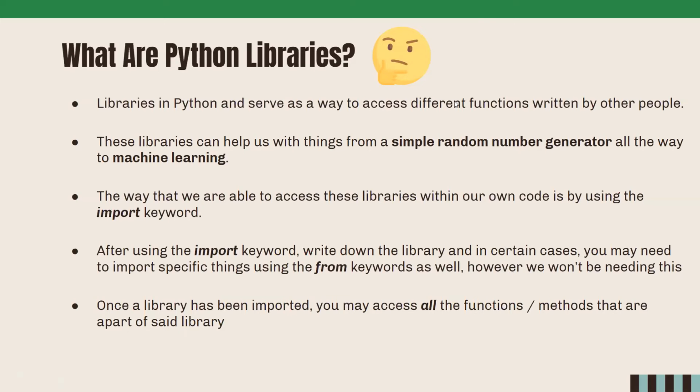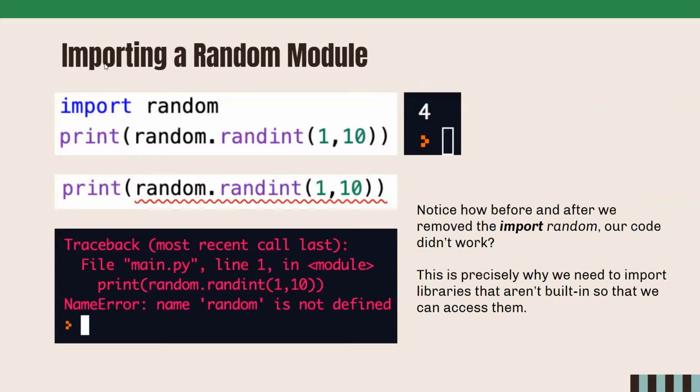Okay, so let's see this example. Here we have the random module, the random library. All right, so you see here this import keyword. The first thing you always have to do in order to use any library or module that's not built in is import it. So import random, and then here we print random.randint(1, 10). What this does is print a random number, anywhere from 1 to 10 inclusive.